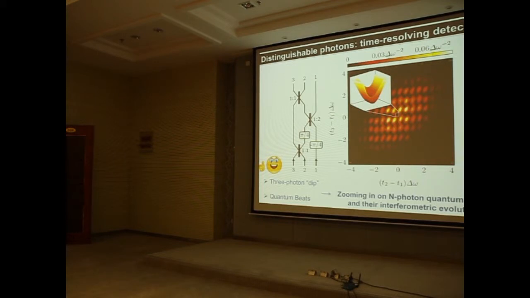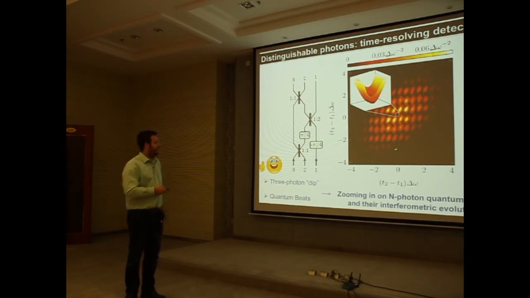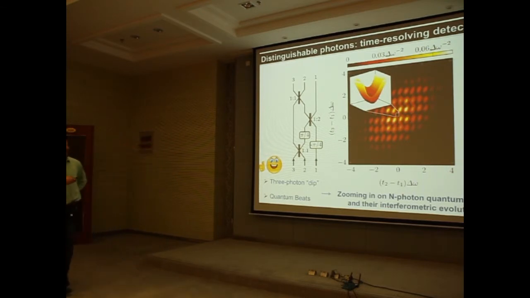Okay, so what I was saying is that now we look at the same situation where the photons are distinguishable in their frequency, and we do threefold correlation measurements, but in a time-resolving way, and we look at the rate as a function of time. We plot it as a function of the relative time between the second and the first channel, and between the third and the first channel. And what we observe here is that we can see quantum interference, for example, in the case in which we have equal detection times.